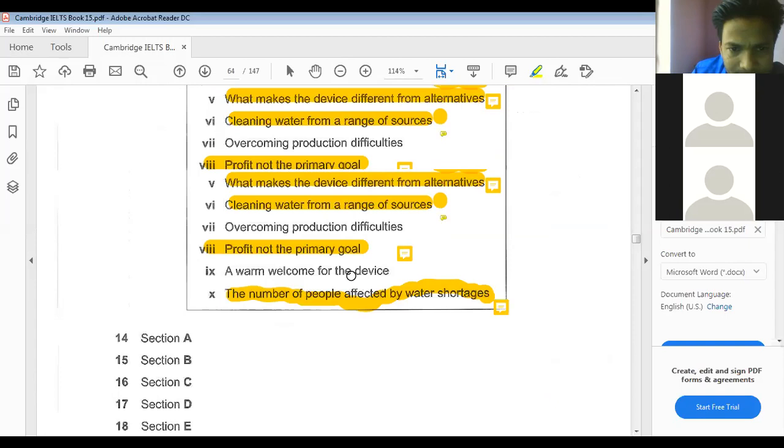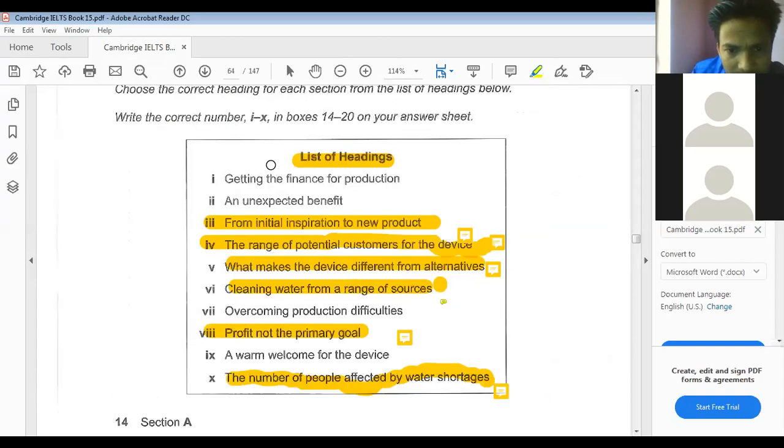Getting the finance for the production, is it? He has raised the money. Unexpected benefit, no. Overcoming production difficulty, overwhelming. The answer is exactly this.